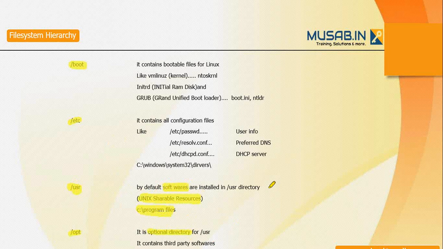So what Linux or Unix generally does is separate first party and third party software. All OS-related software, you will see in USR. All third party products that are not from the operating system vendor will be installed in the optional directory, like VLC media players and all.